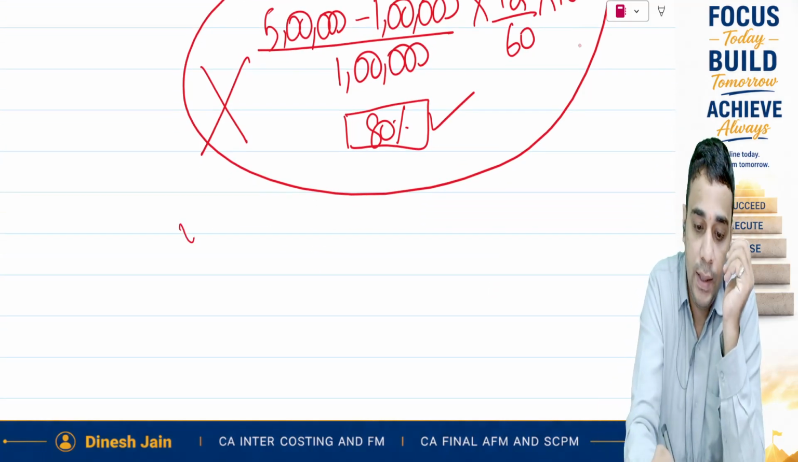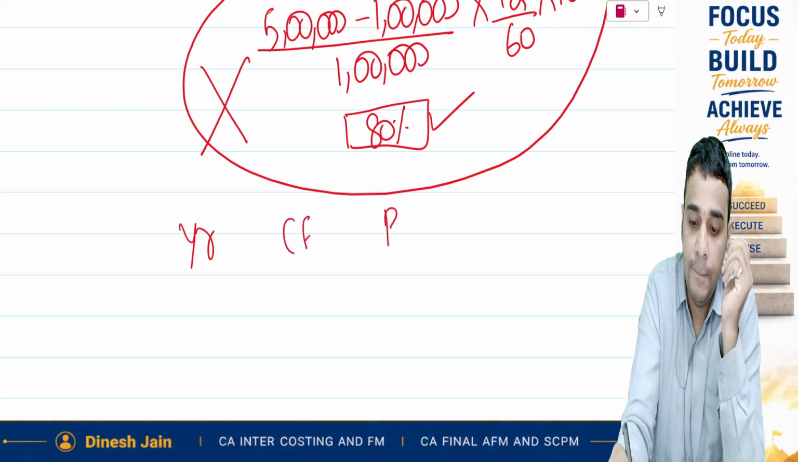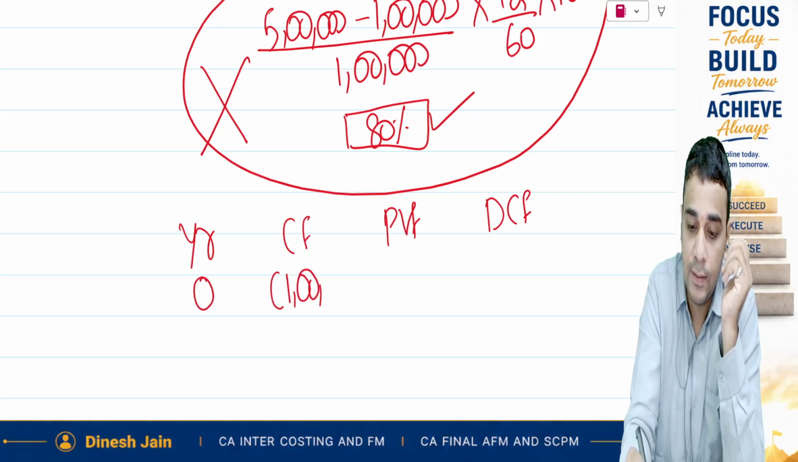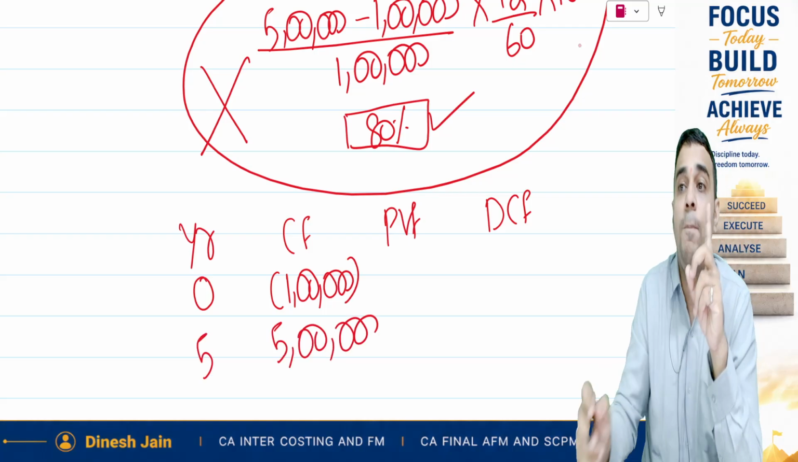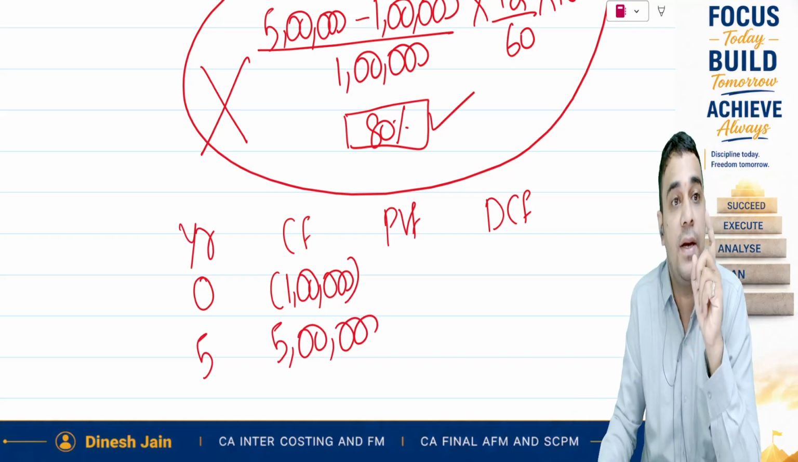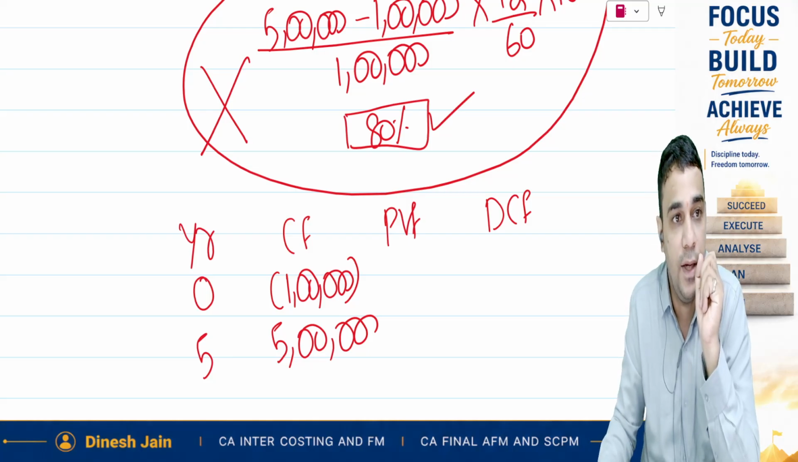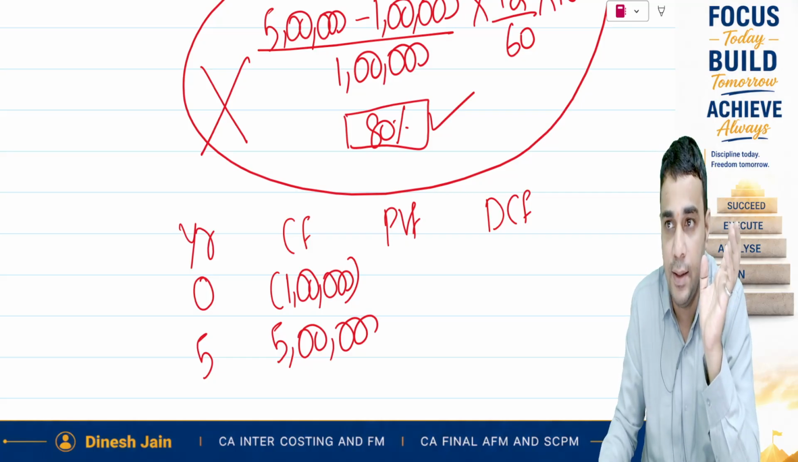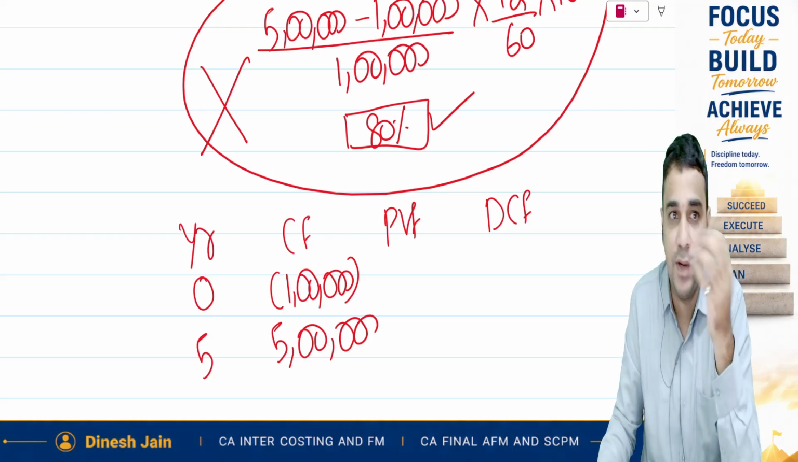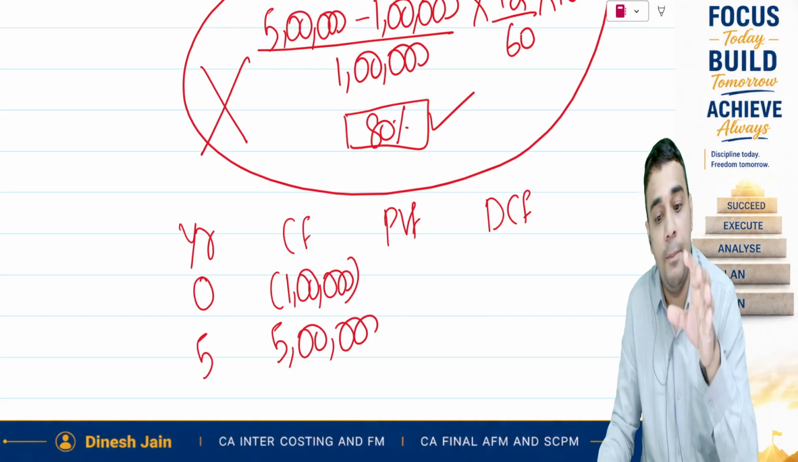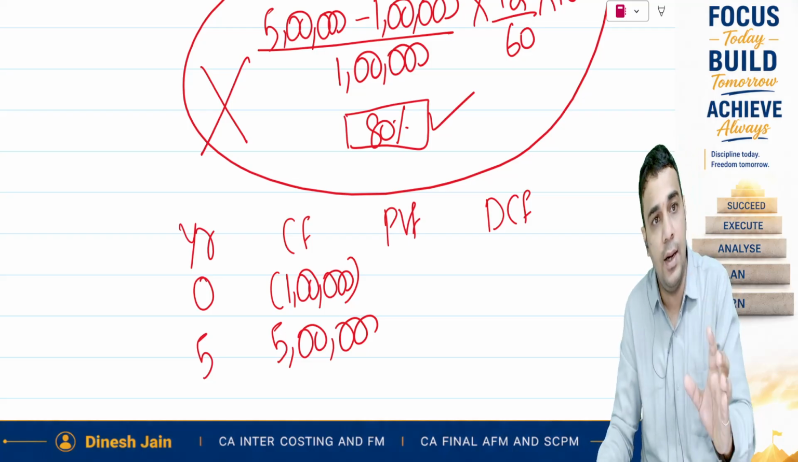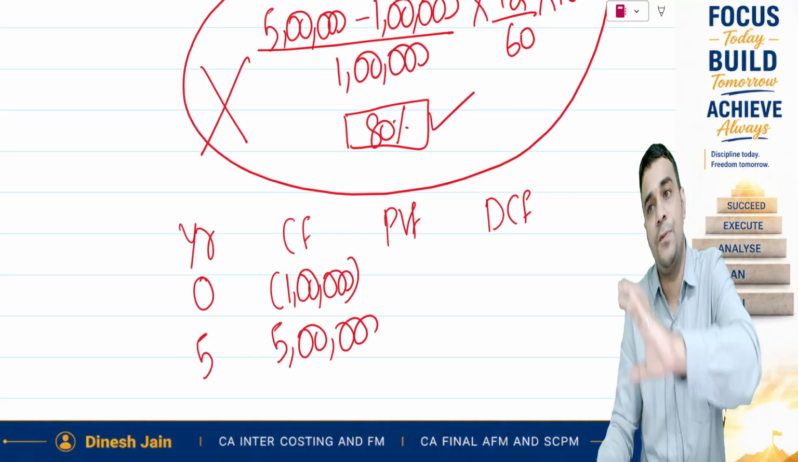Then what should I do? Year, cash flow, PVF, DCF. Year 0, I paid 1 lakh. Year 5, I got back 5 lakh. Do one positive NPV, one negative NPV and do the IRR calculation, which you would have learnt at CA Inter. I will not spend time on IRR now because we have a capital budgeting chapter separately. But the real way to calculate return is year, cash flow, PVF, DCF.